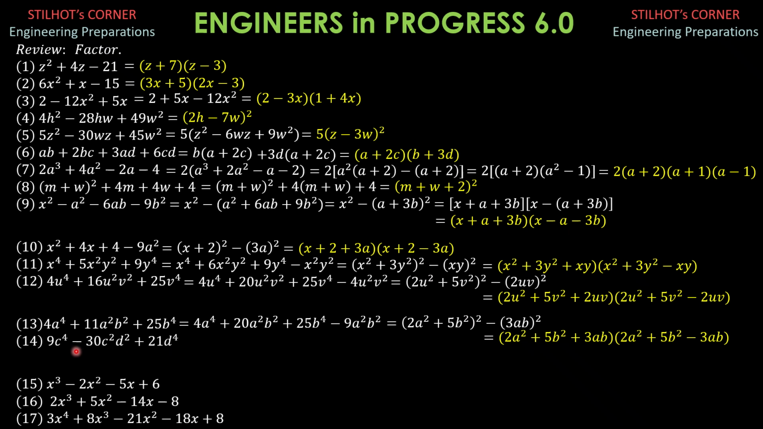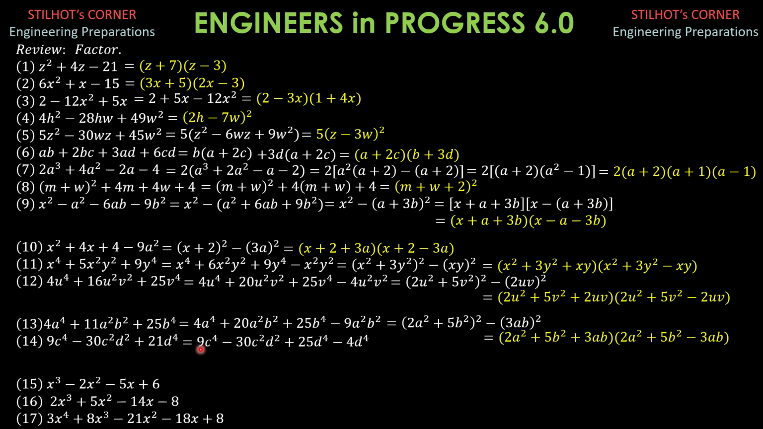So we can write or transform this into 9c to the fourth minus 30c squared d squared plus 25d to the fourth, then minus 4d to the fourth. We can also factor this by trial and error if you want, but let's just write this in this manner. This is now a perfect square trinomial because the square root of 9c to the fourth is 3c squared, the square root of 25d to the fourth is 5d squared, and twice their product is 30c squared d squared.